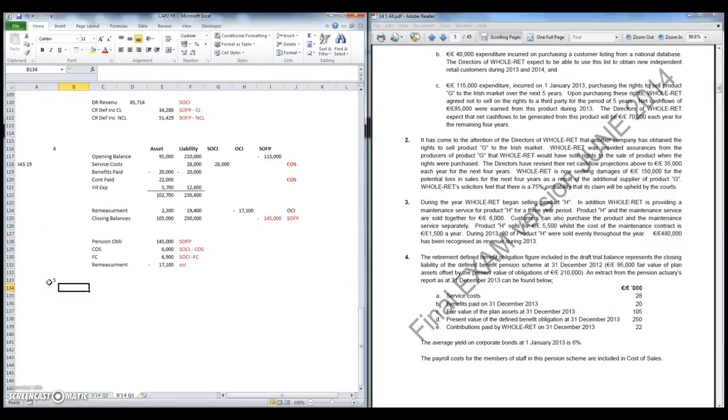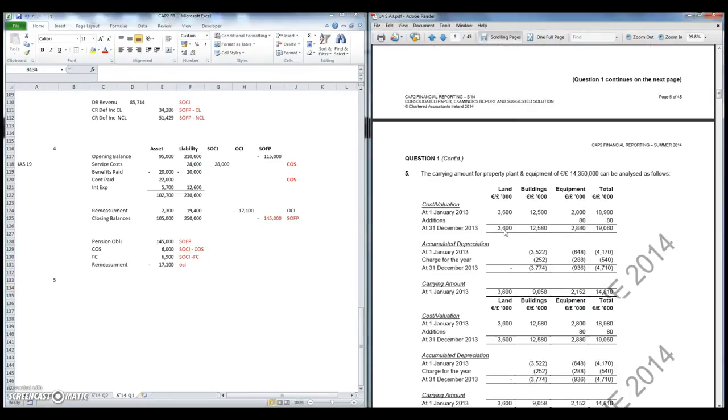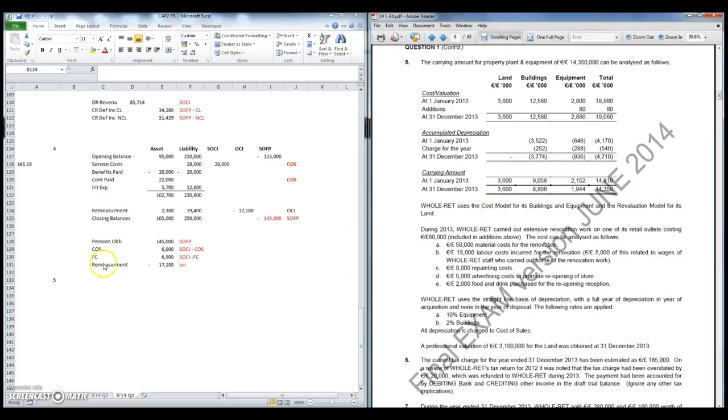So the next one then is working 5. So we go down along, and we're dealing now with the property, plant and equipment. So I would put straight away IAS 16 as the relevant standard. So if we look at working 5, we're told cost model for its buildings and equipment and revaluation model for land. One thing to note here is depreciation has already been charged for the year.